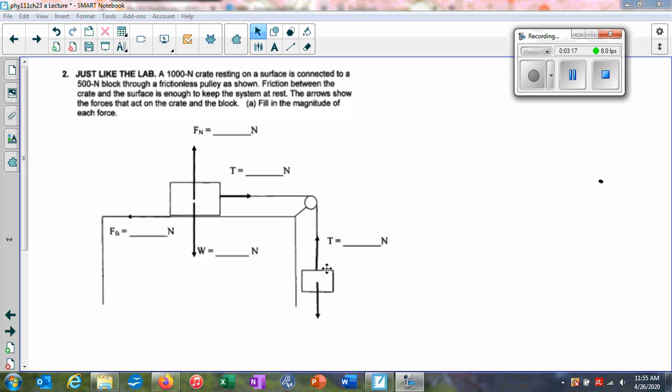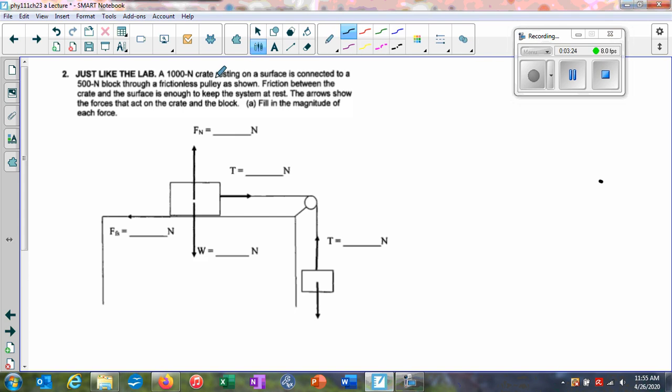The arrows are showing the forces that are acting on the crate and the block. This is the crate on the table. This is the block hanging here. Fill in the magnitude of each force. I read the problem. It tells me that this crate is 1,000 newtons. So I know this arrow is representing the weight of the crate. It's 1,000 newtons. So 1,000 is going to go right there. So hopefully I can do that. One with 3 zeros. Not quite.